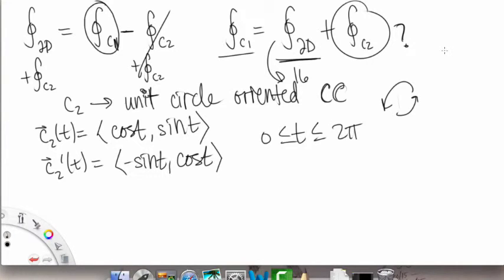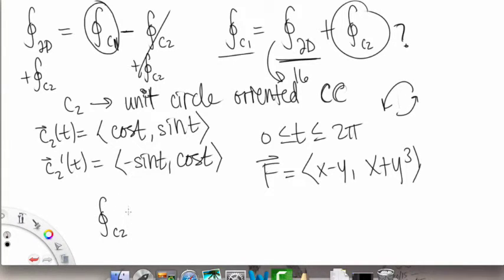Okay, so now, again, I'll write the vector field. Our given vector field was, let's see, where was it? Oh, okay, so we have x minus y and x plus y to the third. Now what we're going to do is compute the line integral over C2, which is of f of c of t, dotted with c prime of t, dt. This is the definition of the vector line integral.